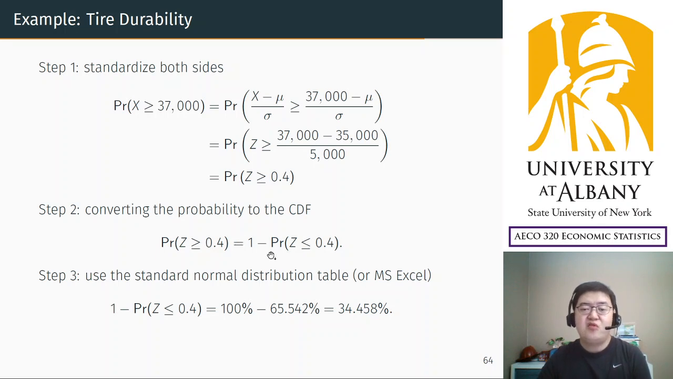So the probability greater than something does not exist in Excel. And then finally, in step 3, find this probability. The probability smaller than 0.4 can be found from a program, calculator, or a table, and it equals 65.542%. So subtract this from 100%. That's the probability we wanted. So about 34% of tires last more than 37,000 miles, right?